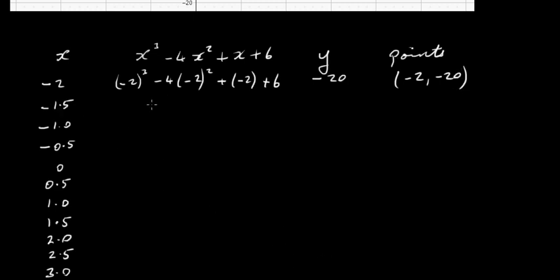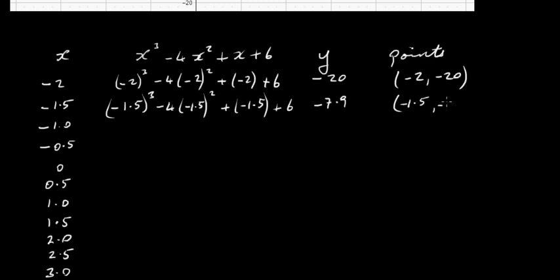You do the same with each of these. So you put in minus 1.5, cube it. It's minus 4 times minus 1.5, square it, put in the minus 1.5 here again in brackets, plus 6. And when you work this one out, you can do this on your calculators, you get minus 7.9. So this second point here would be (minus 1.5, minus 7.9). And so on. I'll just write in the other points. The next one would be minus 1.0, and it is 0.